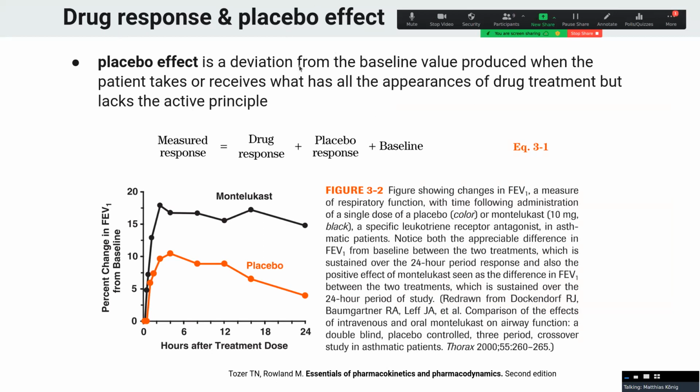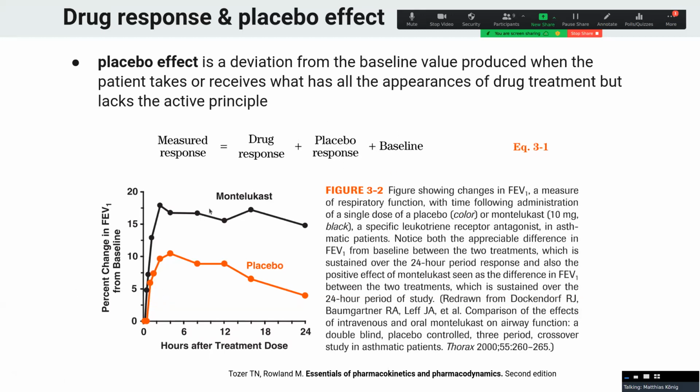the placebo effect, which we often hear. This is basically a deviation from the baseline effect, which is just because you are in the clinical trial or because you take a tablet, even if it doesn't contain anything. Often these effects are pretty large, and the actual response which you measure is a combination of the drug response, your baseline values, and what you see in the placebo response.